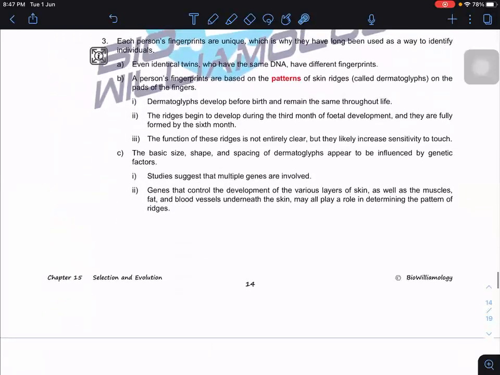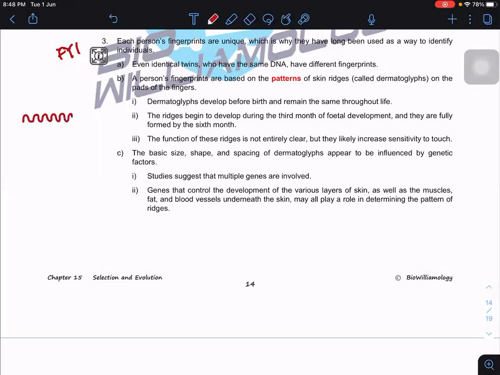So this one is for information only, for fingerprints. Okay, for information only. So fingerprints, you can see the patterns or the skin ridges, or the dermatoglyphs. You can look at your skin, on your thumbs or your fingers, you can see that you have something like this.